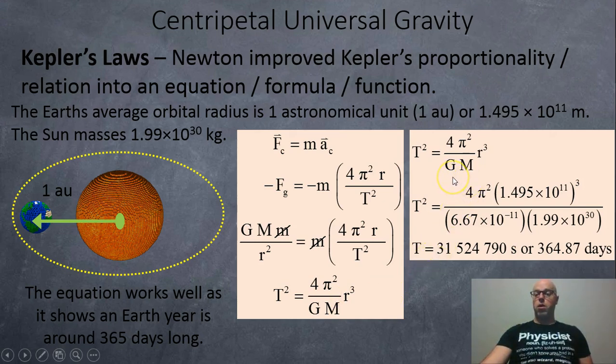So if we use this formula on the Earth, just to check to see if it works out well, the Earth's average distance is considered 1 astronomical unit. So the average distance between the Earth and the Sun is called 1 AU, or 1 astronomical unit. And that's approximately 1.495 times 10 to the 11 meters. And the mass of the Sun is 1.99 times 10 to the 30 kilograms. So if we plug that information into the formula, 1.495 times 10 to the 11 meters cubed, and the mass of the Sun, 1.99 times 10 to the 30 kilograms, and then we square root our answer, we do get 31,524,790 seconds, which works out to 364.87 days, or basically 365 days. We're a little bit off just because of rounding errors.